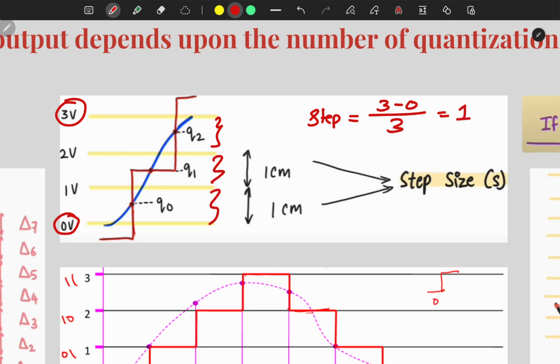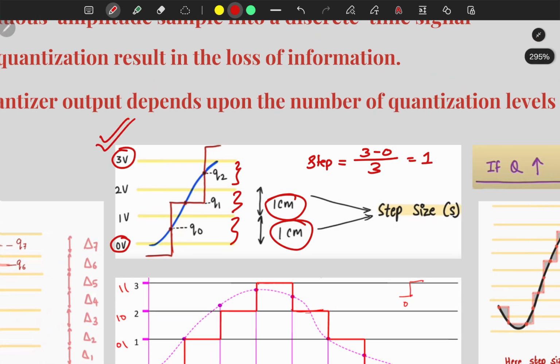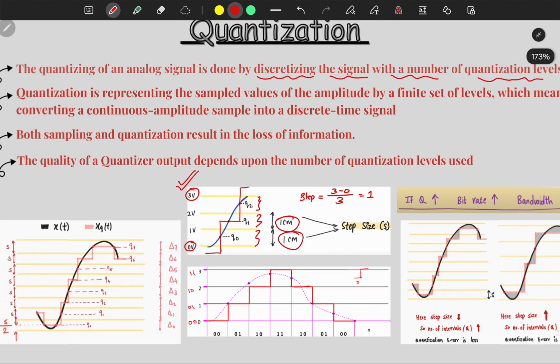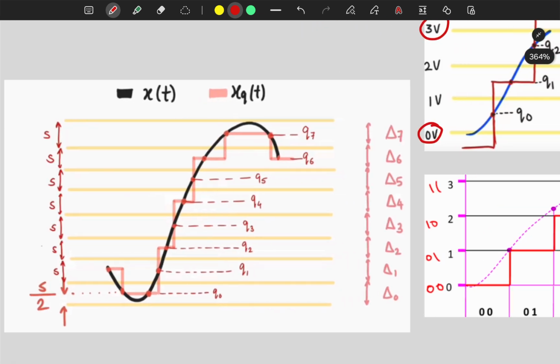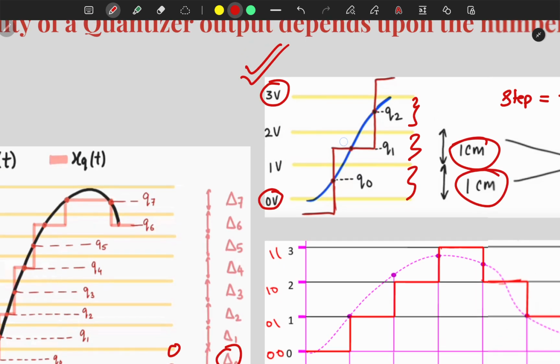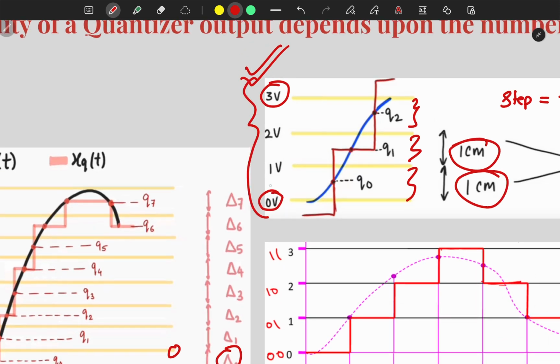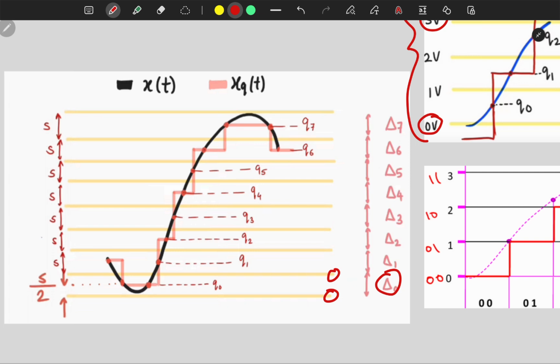So for each step, what is the value? It's 1 centimeter. So in that way we'll get the value of the step size. Okay, so this is the process of quantization basically. If we take a bigger part of the signal, what are the deltas? Delta is nothing but the difference between these values and these values. As we see, we have taken approximate values of the voltage levels 0, 1, 2, 3. Delta 1 is the difference between these points, and delta 2 is the difference between these points.